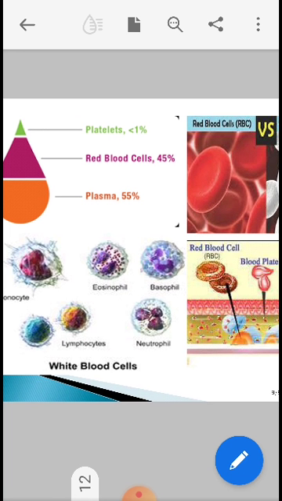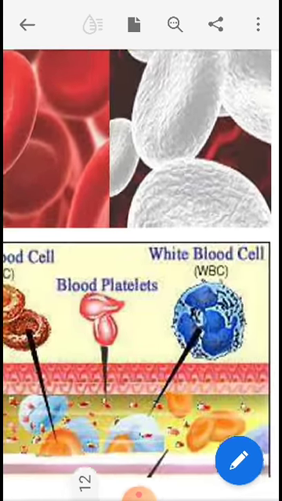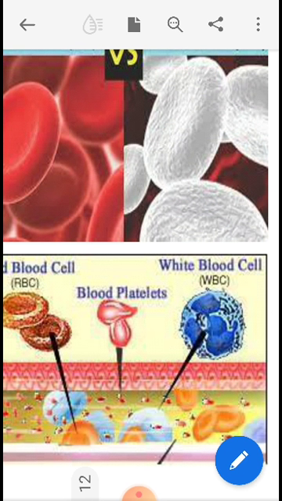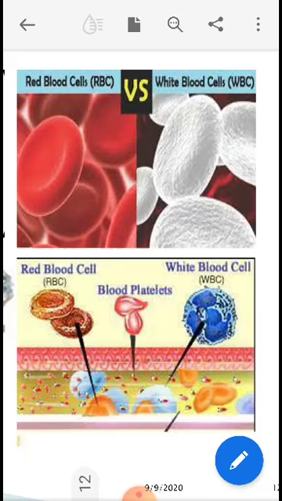On the right side you can see the figure of the RBC and WBC. This is the structure of the blood cells that are present in the body. You can see the RBC, you can see the blood platelets, and you can see the WBC.